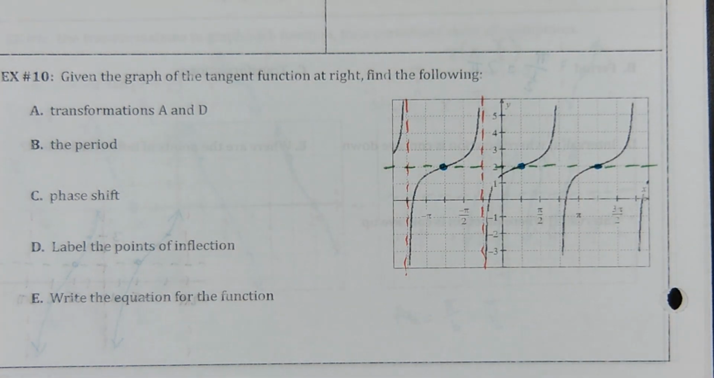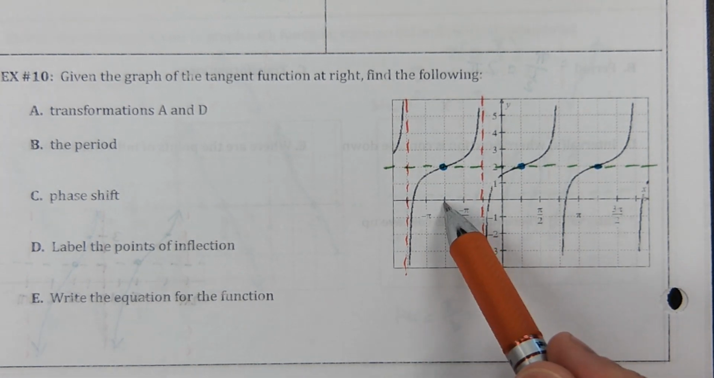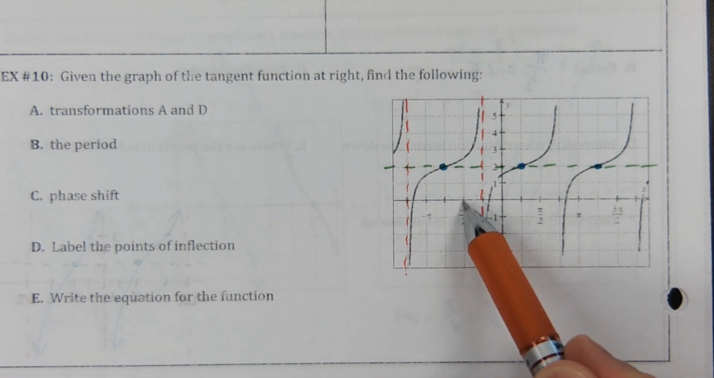So halfway between the blue dot and the red line is where I should have found the up and down number on the front of tangent. Halfway between this number and this number is this number. So I didn't even need to know what it was. I just counted tick marks.